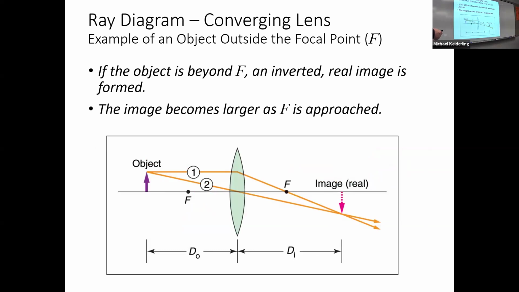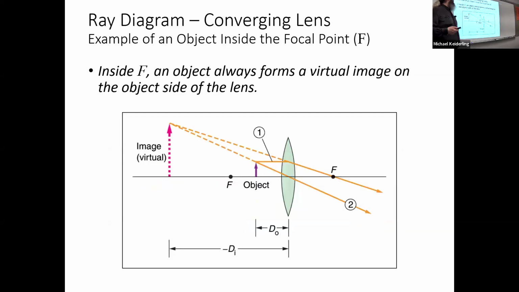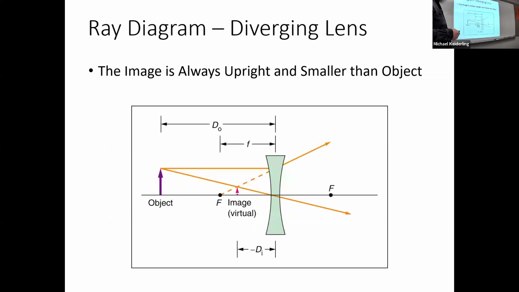For a converging lens, if the object is beyond the focal point, you'll get an inverted real image formed. For lenses, the real images will be on the far side of the lens, and they'll get larger as the focal length is approached. Inside the focal length, it forms a virtual image on the object side of the lens. And for a diverging lens, the image is always upright, smaller than the object, on the object side of the lens, and virtual.